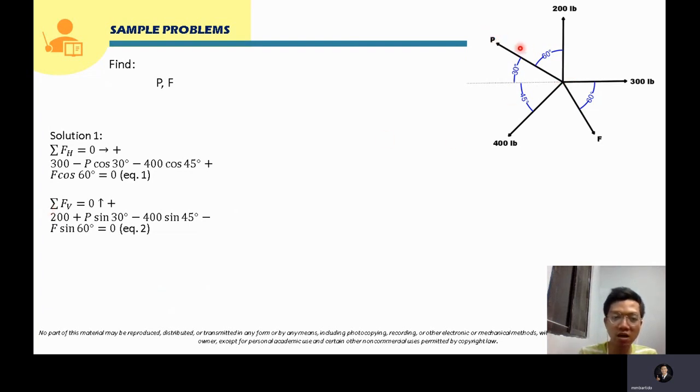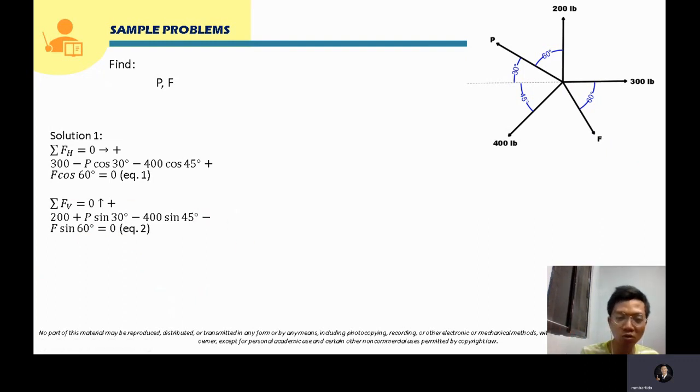Now for force P, its vertical component is P sine 30 degrees and it is directed upward, so it will be positive here. Now for our 400-pound force, its vertical component will be 400 sine 45 degrees and this is downward, so it will be negative here. Now for force F, its vertical component is F sine 60 degrees and it is downwards, so it will be negative here. So this will now become our equation 2.